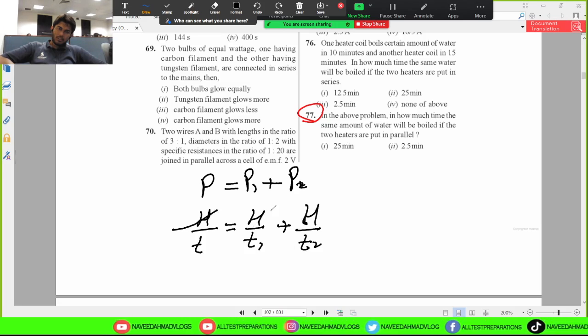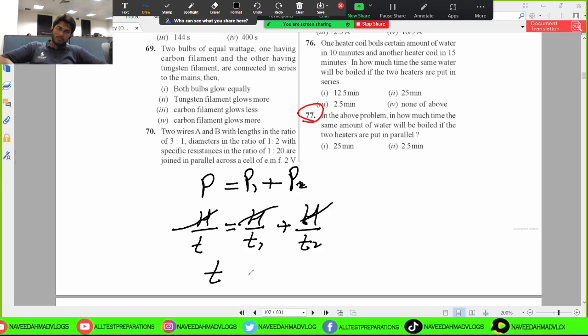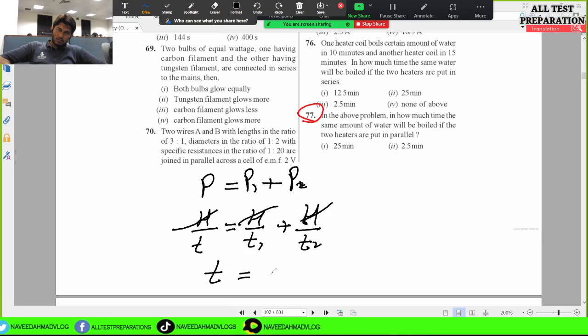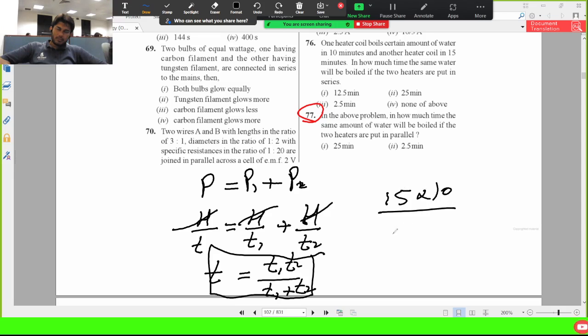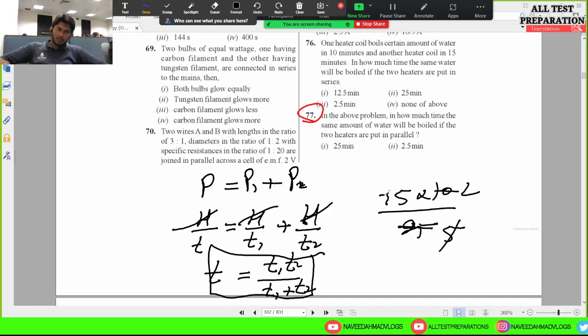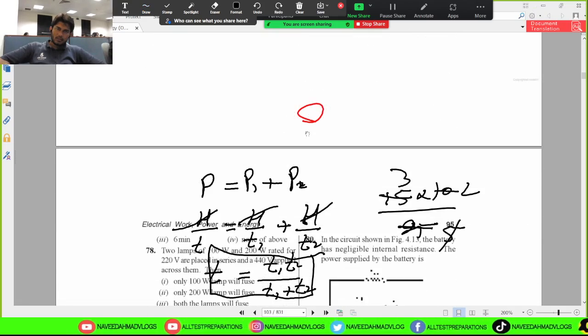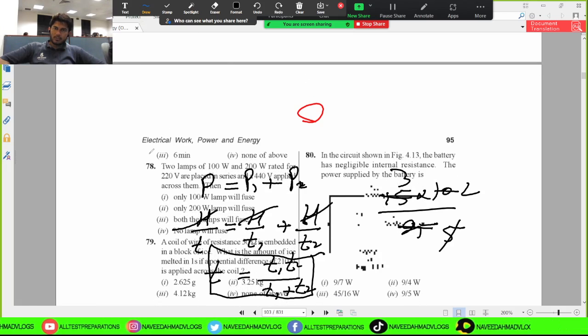So this will be cancelled by this. So your T will be equal to T1 T2 divided by T1 plus T2. Solve it properly, so you will get this equation. Okay. So now you will use the same, that is 15 multiplied by 10 divided by 15 plus 10, that's equal to 25. So 6 minutes. Yes, option C will be the correct answer.